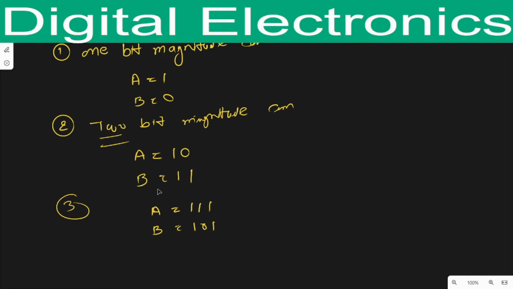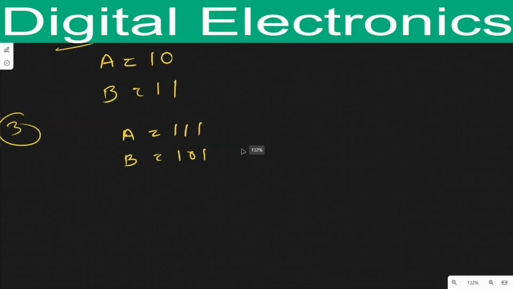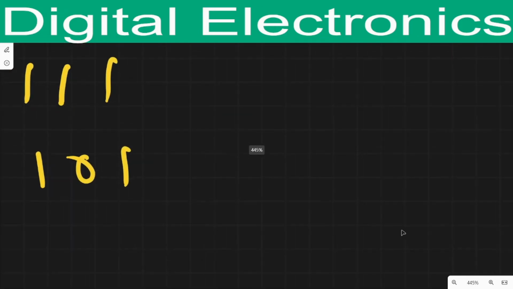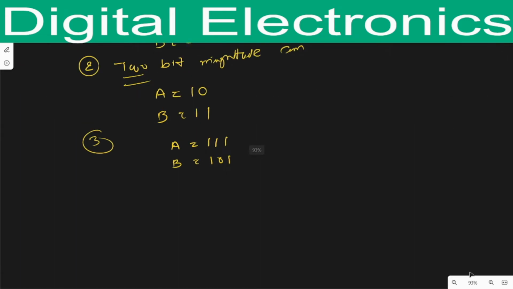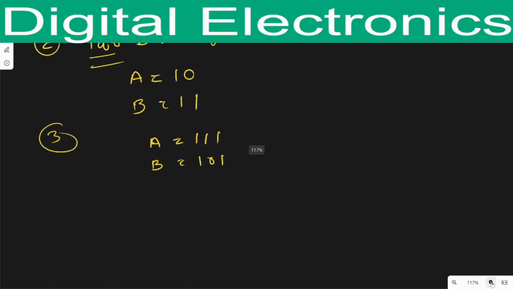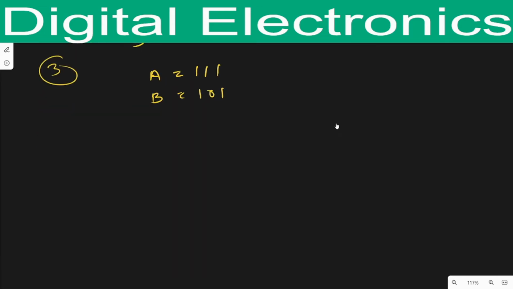So here we will study first the 1 bit magnitude comparator.